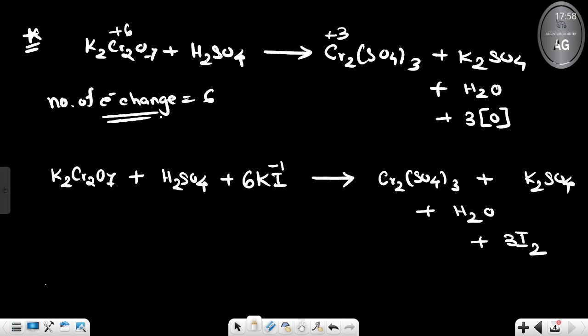Next, see. Cr2(SO4)3 done. K2Cr2O7, so Cr2 done. K2 is done. Okay, fine. What do I have to balance? Now how many sulfates are available? Sulfate 1 and sulfate 3, so let us assume 4 sulfates. Done. Now how many hydrogen? See, the only hydrogen available is here. So how many hydrogen? 4. So this also must be 4.